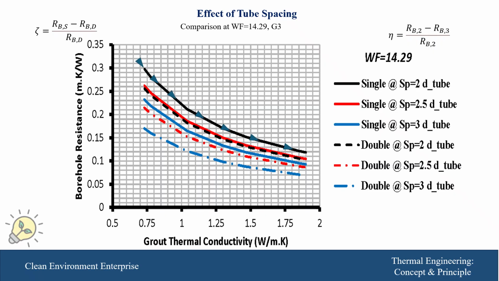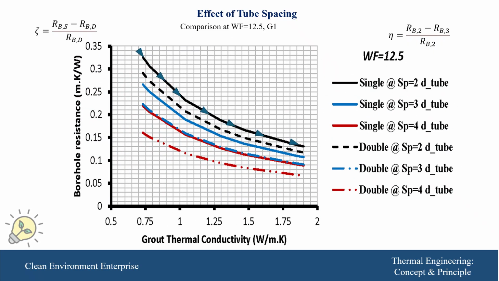Of course, the single tube at SP equal to D naught has the higher value and approaches around 0.3 at 0.73 watt per meter Kelvin, and falls down to around 0.14 for thermal conductivity of the grout corresponding to 1.9, and the lower value was for the double U-tube for SP equal to 3D naught, and here it is almost double, as we can see from this figure.